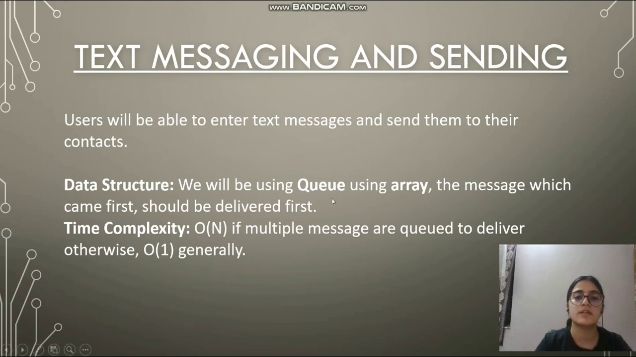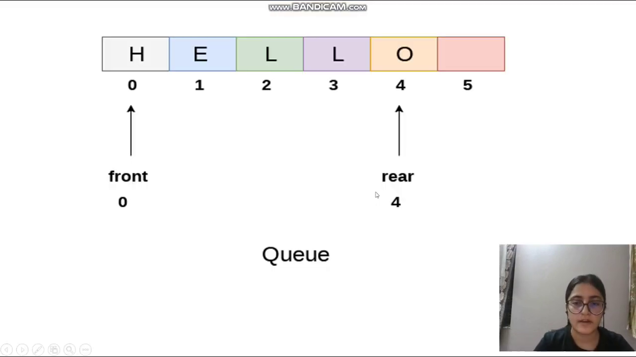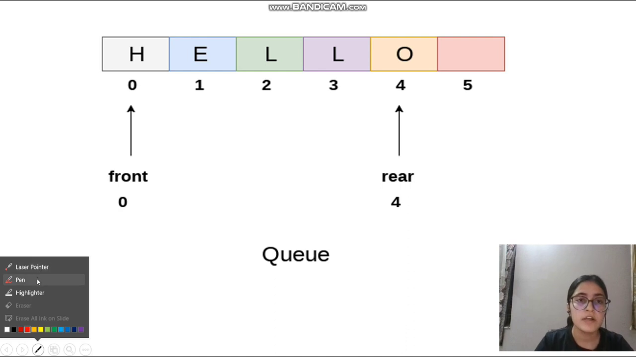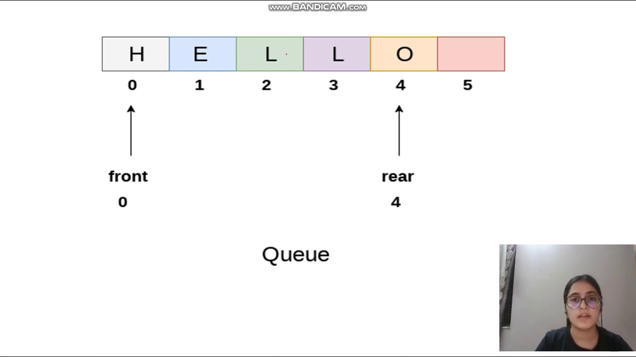Now let us discuss the queue using an array. Basically, here are two variables, front and rear. They point to the insertion and deletion of the queue. Initially, the value of front will be -1 when the queue is empty. Now assume that H is message 1, E is message 2, and like that, this is message 3, 4, and 5.